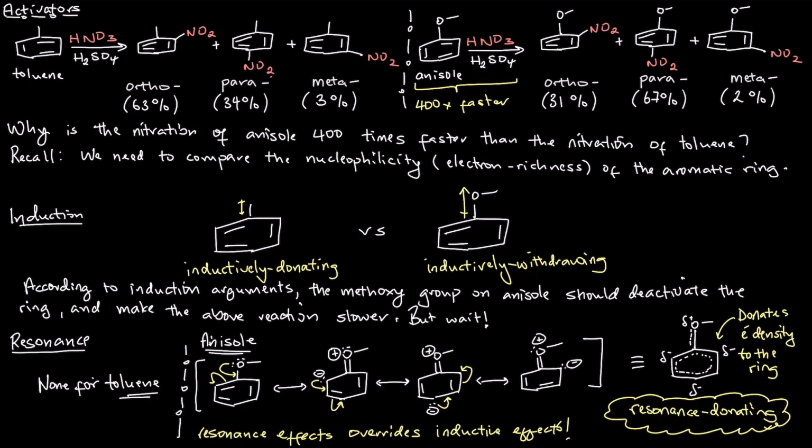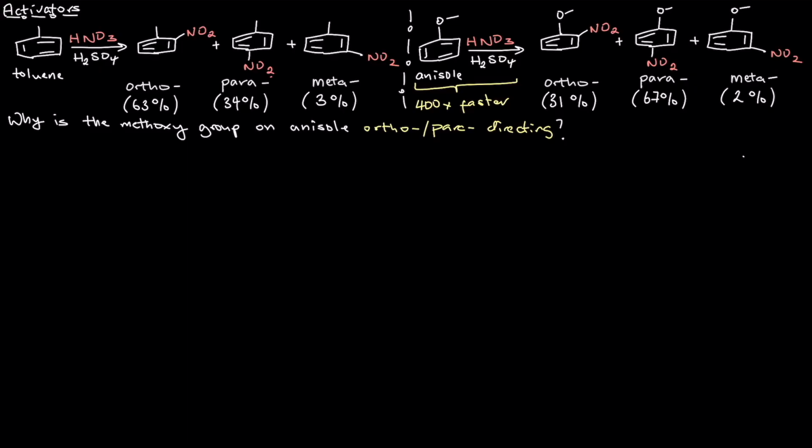Okay, so it's actually the resonance effect that's going to override the inductive effect, which would make that methoxy group significantly more activated towards electrophilic aromatic substitution than the methyl group in your toluene. Okay, so we've just described why the methoxy group on your anisole is going to be activating the ring, or is going to be a really strong activator towards electrophilic aromatic substitution.